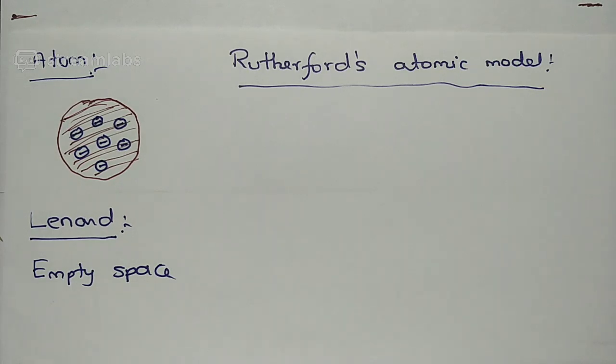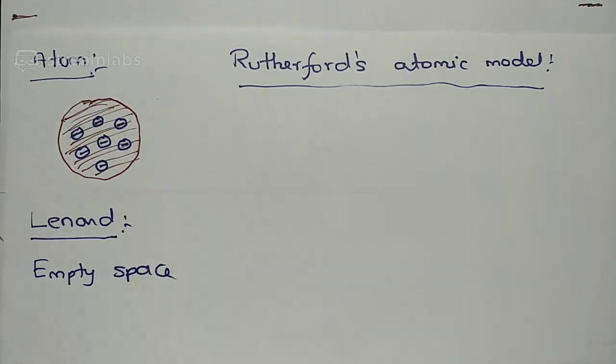Rutherford's model was clearly explained later by his two students, one is Geiger and one more is Marsden. In fact this experiment itself is called the alpha particle scattering experiment. Along with that we will study the conclusions of the alpha particle scattering experiment.